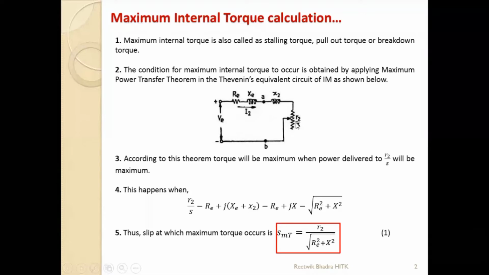So you will get a maximum torque over there, and the slip at this torque will be SMT. Instead of writing S over here, I have written SMT, the slip at maximum torque. What will be the slip at maximum torque? S goes to the right hand side, and this square root term comes in the denominator. So SMT becomes R2 by the square root of Re square plus X square. This is a very important formula, so I have given it number 1. This formula will be required in the next slides or next calculation.